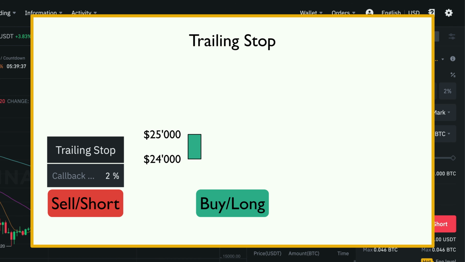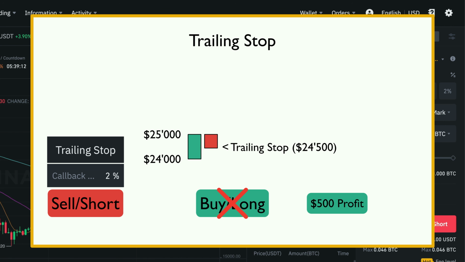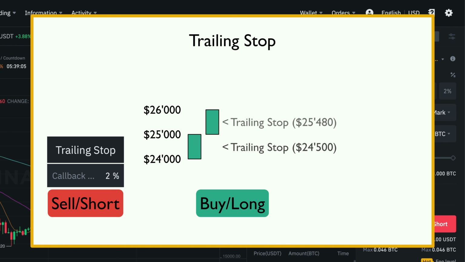At the current price of $25,000 per Bitcoin, our trailing stop will be set at 2% below 25,000, which is 24,500. Now, if Bitcoin falls to 24,500 and therefore reaches our stop limit, the short order will be triggered, which means that our long position will be closed. In that case, we've still made a profit of $500 with our trade. Now, if Bitcoin doesn't fall to the stop limit, but instead keeps on going up to, let's say, $26,000, our trailing stop limit is moving up with the price.